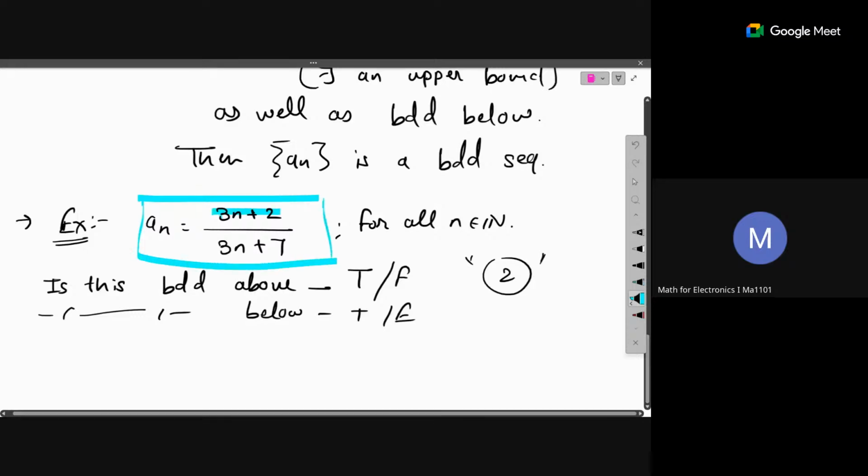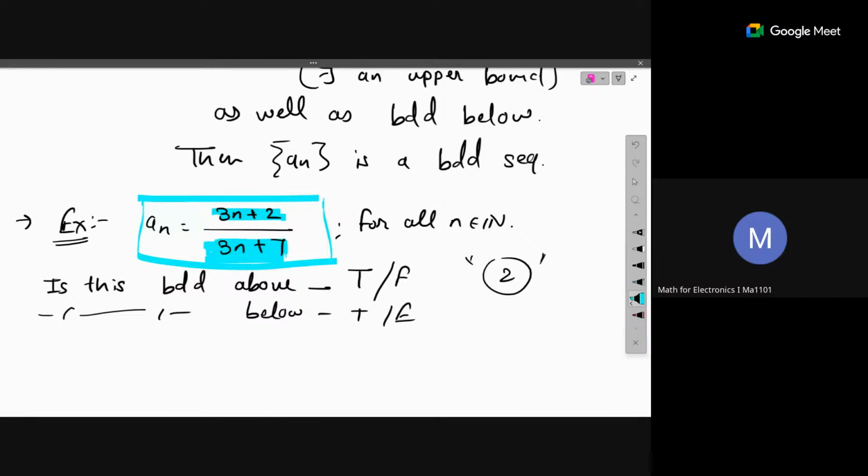It is (3n plus 2) upon (3n plus 7). So just observe the terms. You can guess the upper bound and lower bound of the sequence. That's why I say take 2 minutes and try to figure it out. Both are 0, ma'am. Upper bound and lower bound both are 0. It is bounded by 0 and 1, ma'am. 0 and 1.